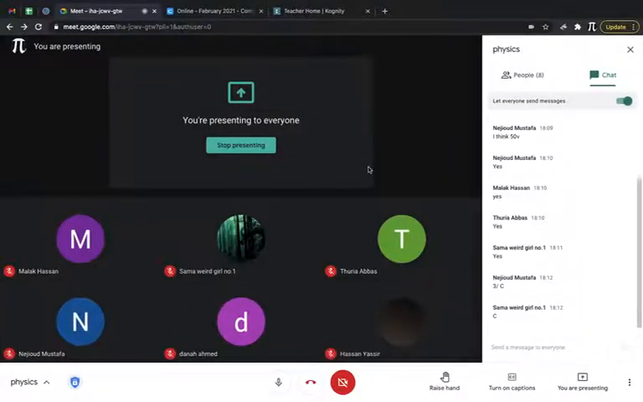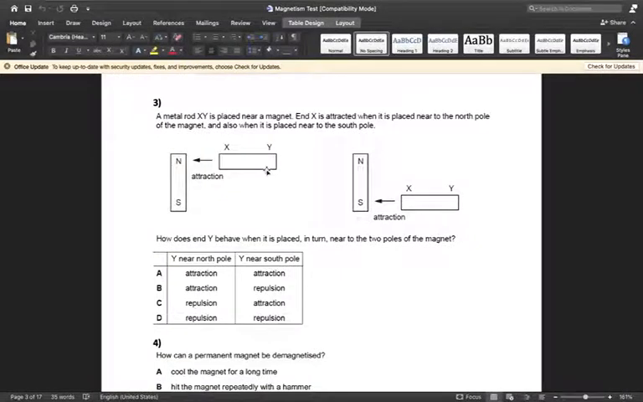So if it's not a magnet, it means that it's a magnetic material. So magnetic materials can be attracted, just attracted, never repelled. So if I use end Y instead of end X, this means that Y would be attracted as well to the North Pole, and Y would be attracted as well to the South Pole. So the answer for this question is A. Okay? The answer for this question is A.